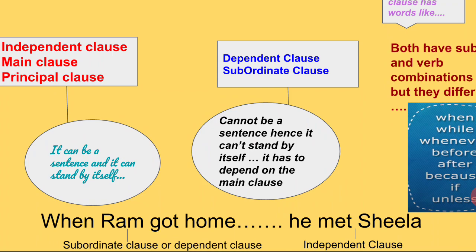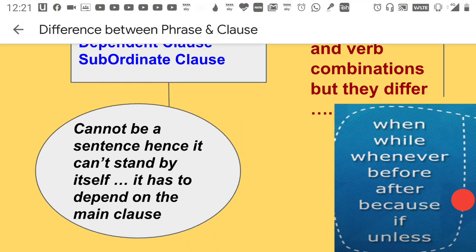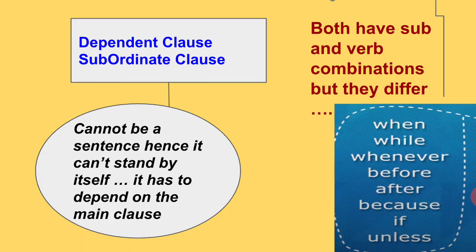Okay, here on the right hand side I've given you both have subject and verb combination, but they differ. In what way does it differ? A dependent clause will depend for its complete meaning. Once again, a dependent clause has to depend on the main clause for its complete meaning, but an independent clause can stand by itself.